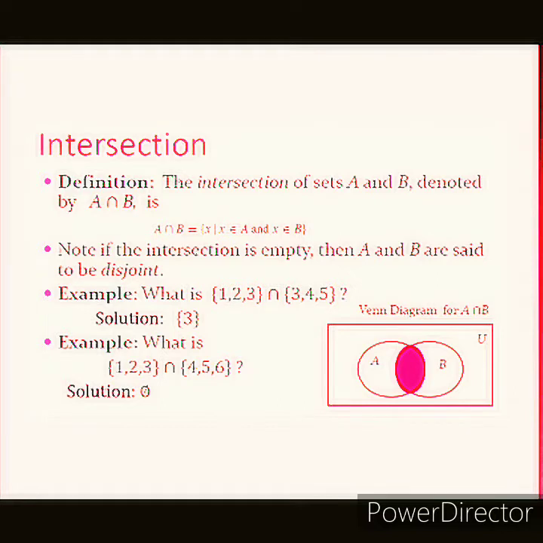Similarly, for the second example, what is the intersection of these two sets, where the first one has 1, 2, 3 and the second has 4, 5, 6 as the elements? Here you can see that there are no elements which are common. So these two sets are said to be disjoint as their intersection is empty. Here is the Venn diagram for A intersection B, shown by the shaded region A intersection B.